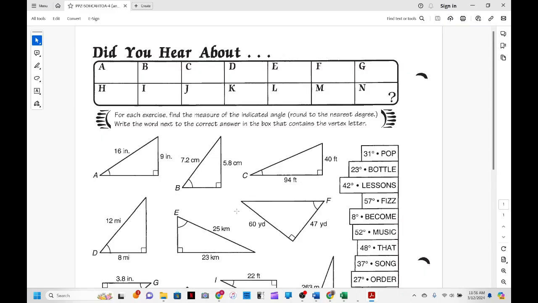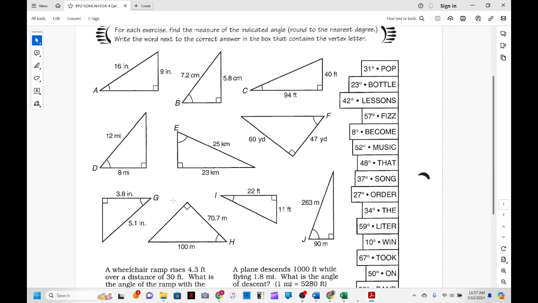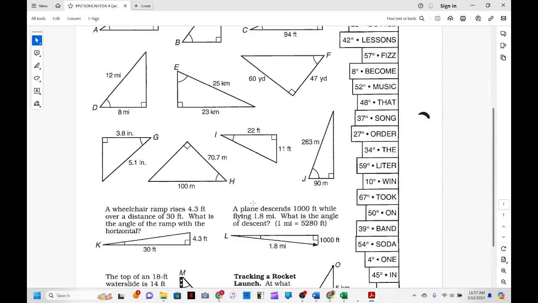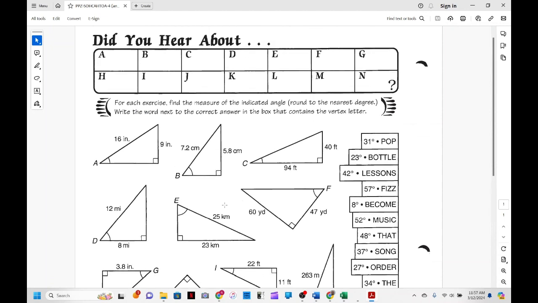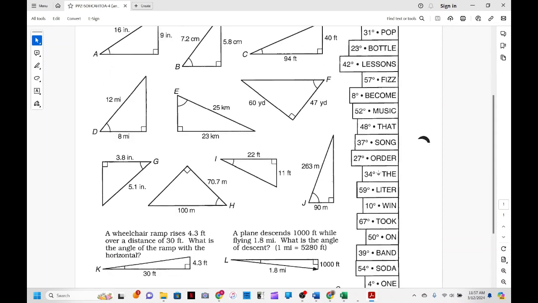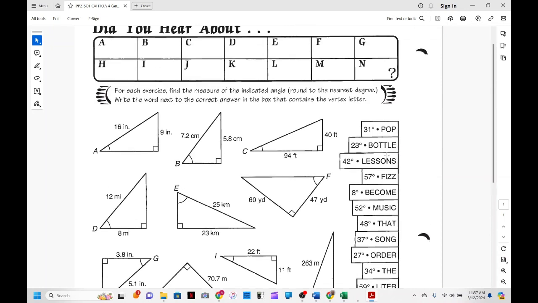So here's the puzzle that goes with this extra practice. In this one, we have a whole bunch of triangles here and a few word problems down here as well. We have to find the angle indicated in each triangle, for example, A, B, and C, and whatever that angle is, we have to find it over in the answer column on the right, and then whatever word that is, write that next to that letter in the boxes above.